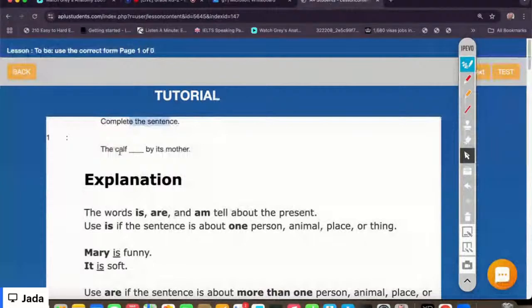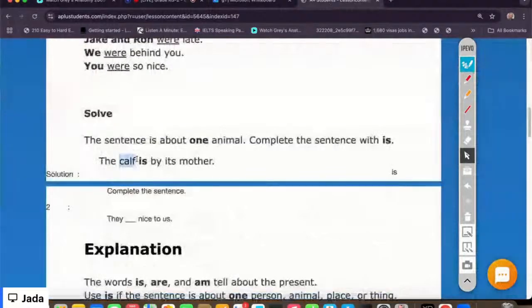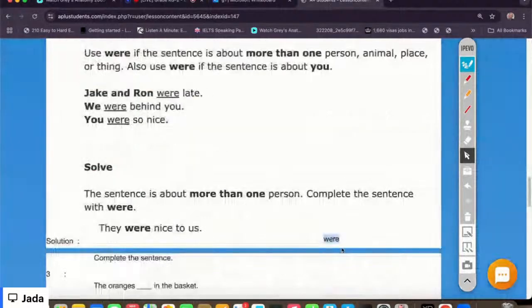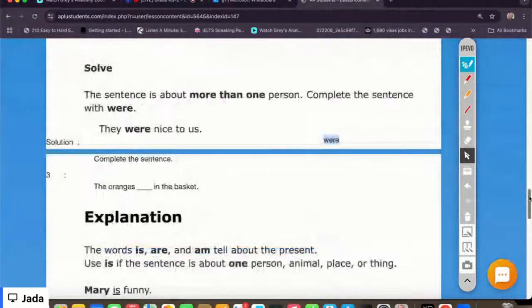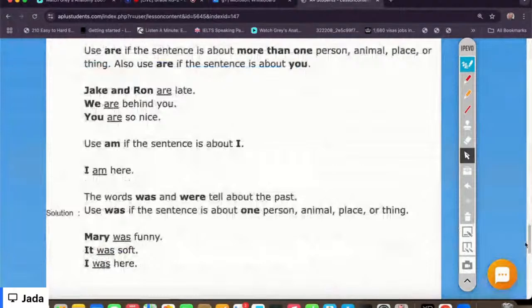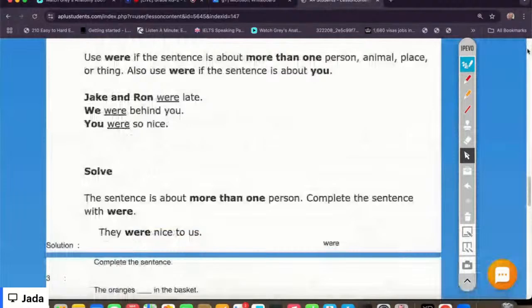Complete the sentence. The calf dash by its mother. So you would have what? The calf is one. So you would say the calf is by its mother. They dash nice to us. So they, you would say what? They were, plural, past. And then we would say the oranges dash in the basket. So oranges, more than one. So you would say the oranges are in the basket because this is talking about the present tense form. Alright, so we'll move on to the test and you can share your answers with me.